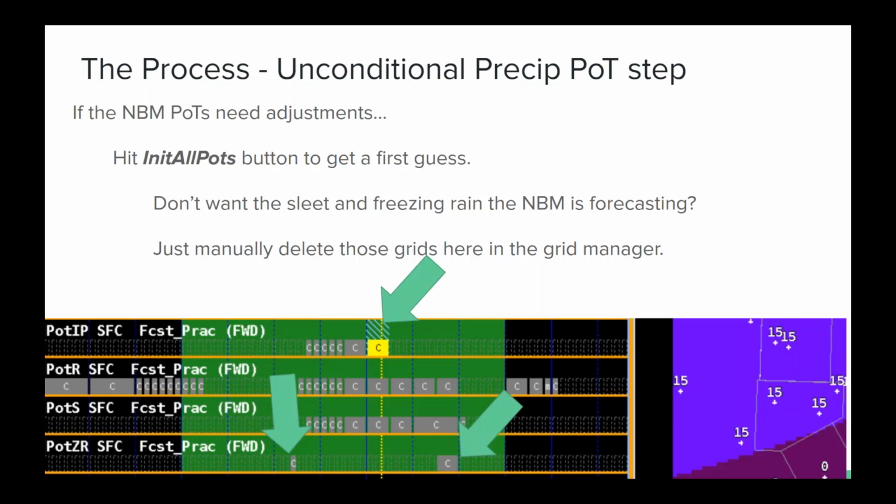And if, for example, let's say, given a scenario that you've done a lot of looking at various guidance and near term, better yet, let's say this is happening right now, and you see there's no snow or no sleet or freezing rain being reported in observations, you can just go up and go in here and delete those grids. And that gets them out of there easy. That's a quick way to get rid of that.